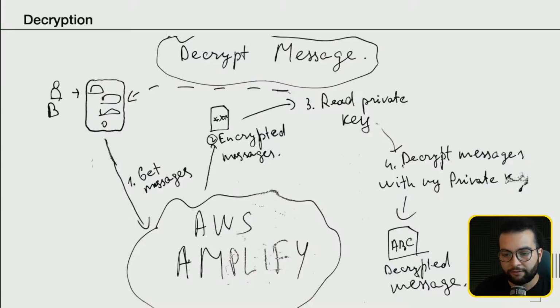Now, this process will decrypt it. We have a decrypted message in plain English, so it's back to normal text. Then this message can be displayed on the screen. So, yeah, this is from a high level the whole process of generating private and public key pairs, then encrypting the messages that you intend to send and decrypting them.